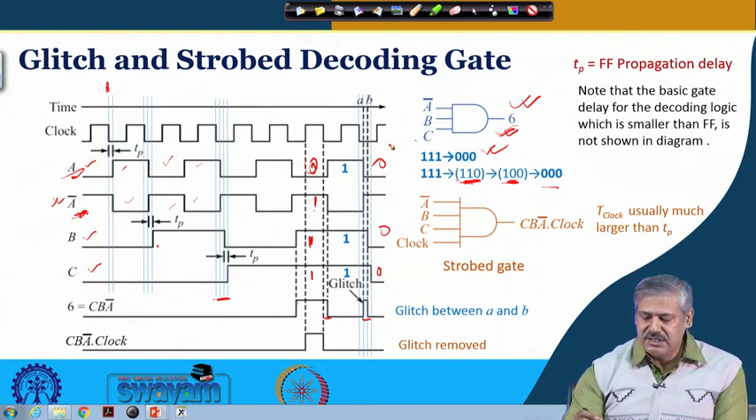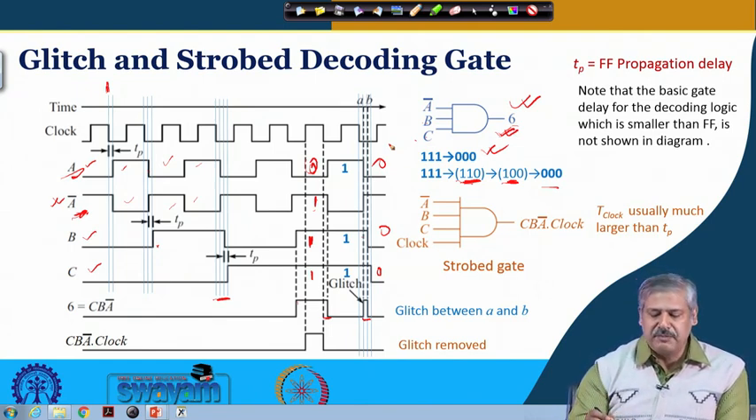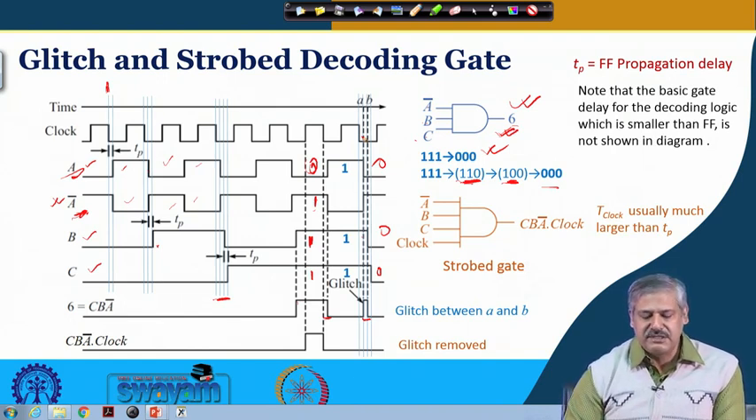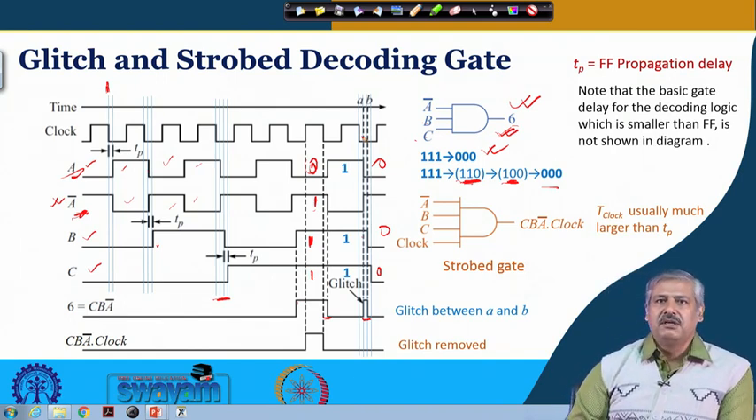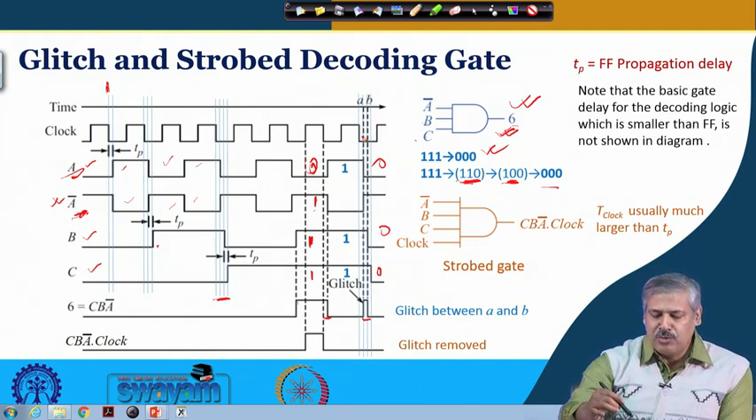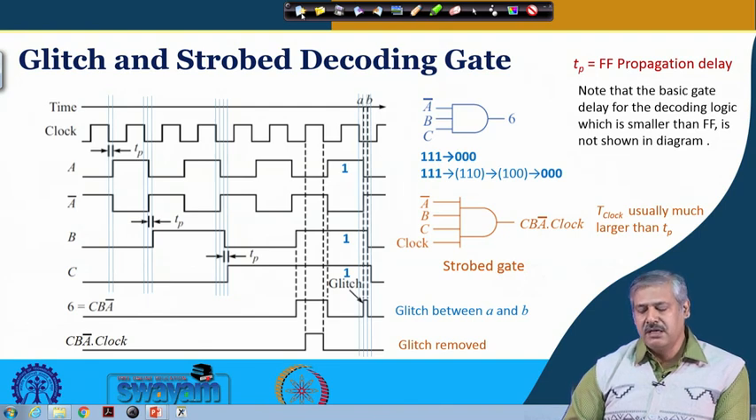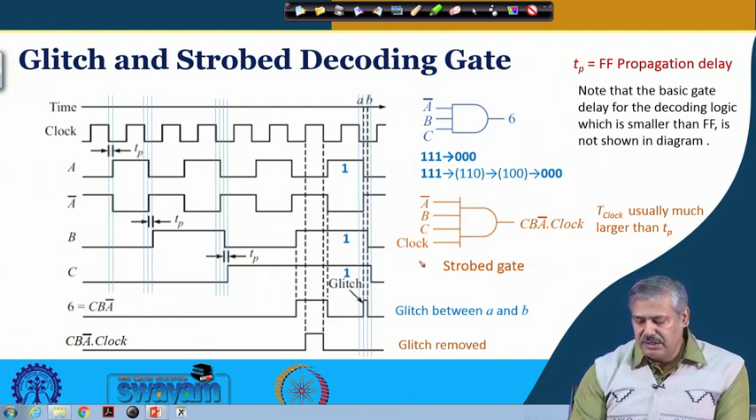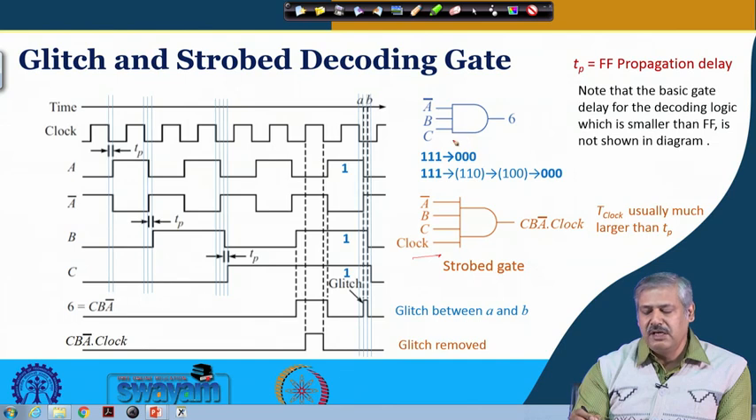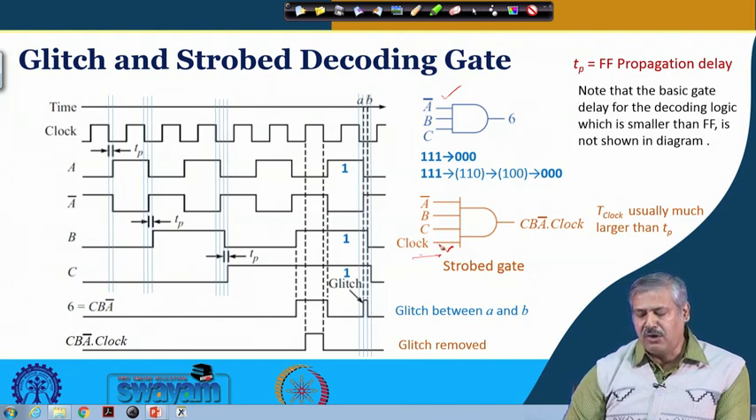This is a problem with asynchronous circuits, and we need to think about addressing it. One way to solve this problem is to associate the clock and increase the number of inputs to the decoding gate by 1. There were 3 inputs, now you are making it 4 inputs. When you associate the clock, and of course the clock period is considered much larger than this propagation delay, then what is happening over here?